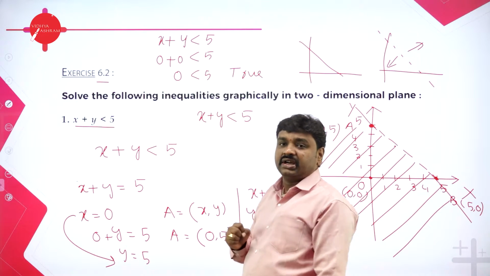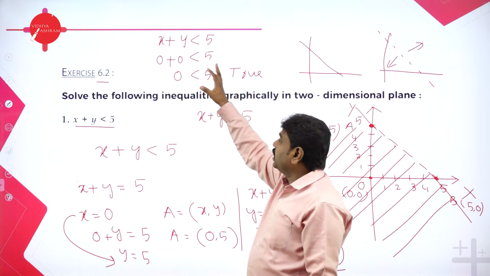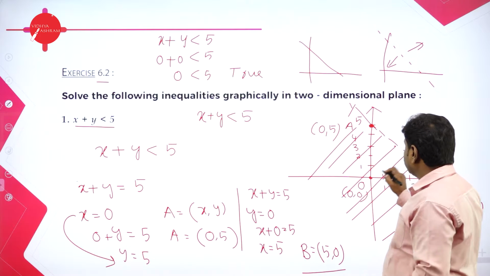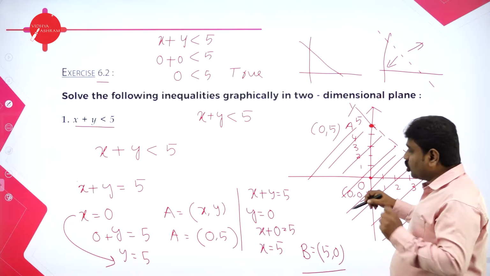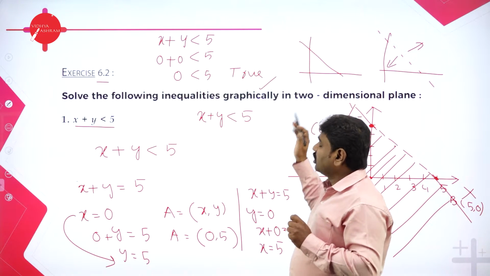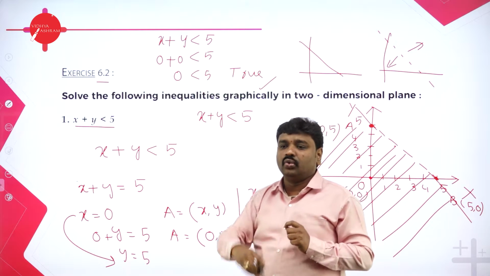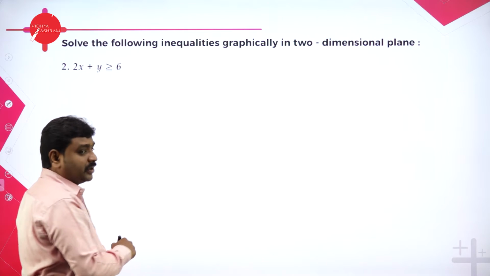And to shade, put the origin in the inequality. In the place of x and y, put 0, 0. If you get true, go towards the origin; shade towards the origin. If you get false, shade away from the origin. So now I got true. When I substituted 0, 0, 0 less than 5 is true. So I'll shade towards the origin, shade down. So that's it. Now we'll continue with the second problem.